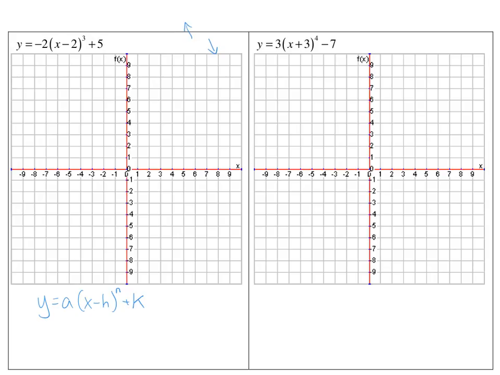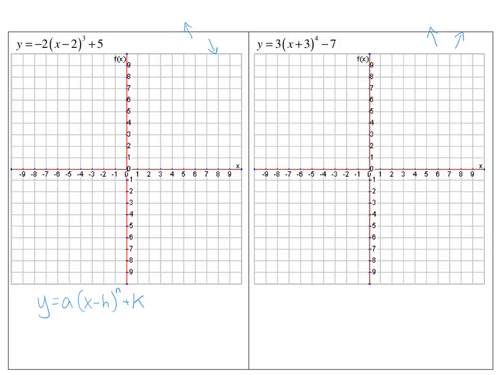Now, what does this problem over here say? I have a positive and a fourth, an even. So what that one means, it's going to go up on the right side, but since it's even, on the left side, it's also going to go up. So it's going to have that kind of look. So over here, we'll have this look. Over here, because of cubic, we're going to have this look. That's the first thing you want to think about. Okay, what's happening? How are they the same? How are they different?